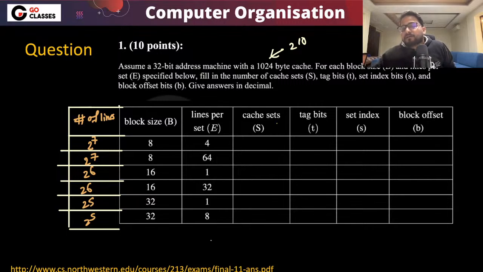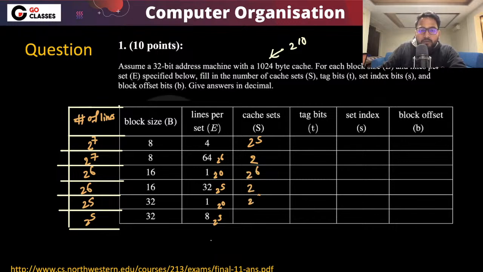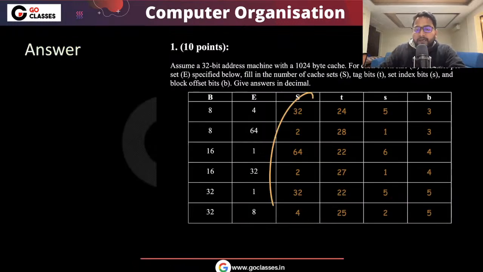Now, how many sets are there? Number of cache sets. If number of lines are this, then 2 power 7 divided by 2 power 2, which means 2 power 5. So this is 2 power 5. Again, 2 power 7, this is 2 power 6. So the answers are 2 power 5, 2 power 1, 2 power 6, 2 power 2, 2 power 5, and 2 power 2. Yes, these are correct.